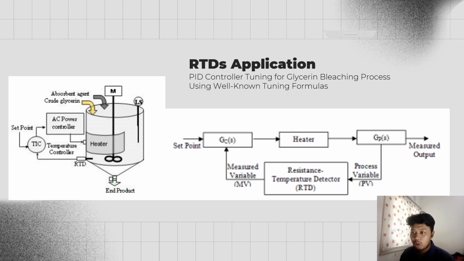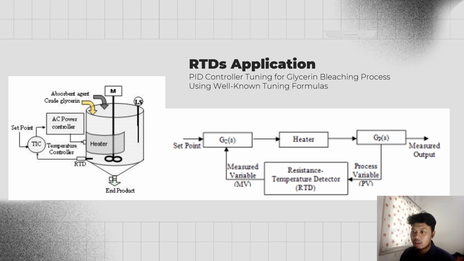The closed-loop block diagram of the temperature control system is shown in this figure. The percent color reduction of the glycerin is directly related to the amount of heat released inside the reactor. Therefore, the percent color reduction can also be maintained at the desired value by controlling the temperature in the reactor.